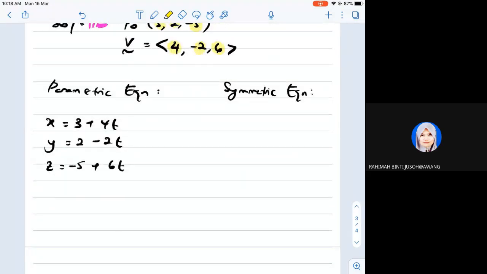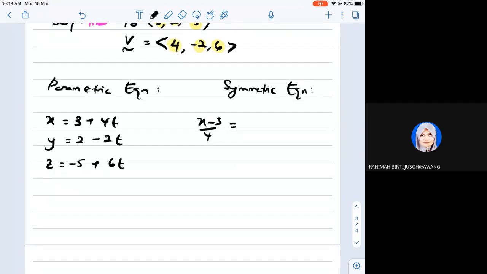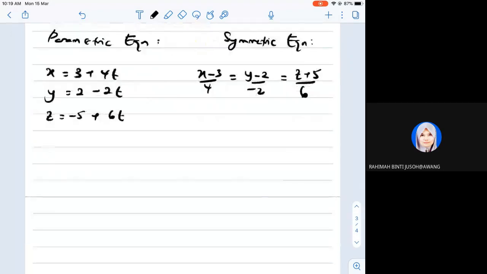Therefore, the symmetric equation will be what? x minus 3 over 4 equals y minus 2 over negative 2, and then equals this with what? What's the last one? What's the last one, guys? Have you all watched this video yet? z plus 5 over 6. Yes, very good. Guys, once you have watched the video, you will understand faster what I am doing here.